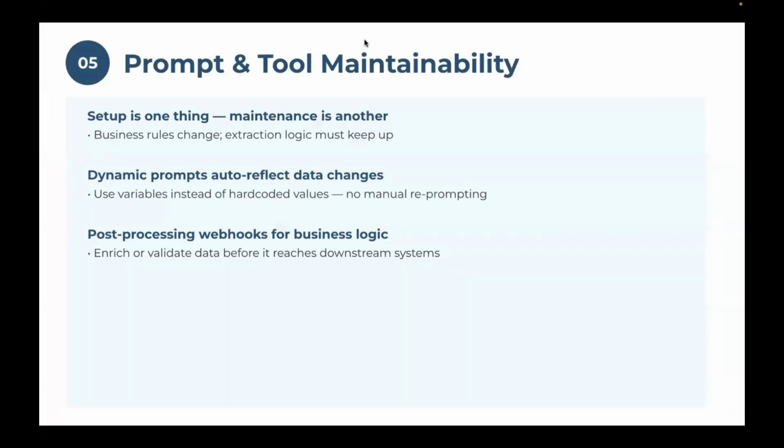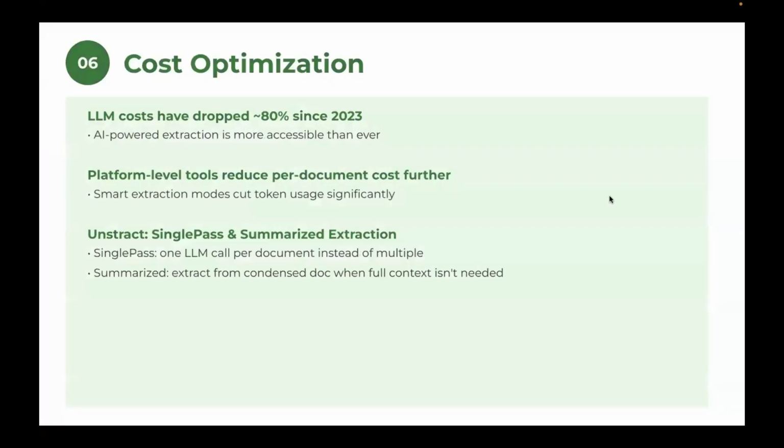And we've covered point number 5. Moving on, we have cost optimization. Now, the good news on cost is that LLM pricing has been falling fast. So from early 2023 to 2026, costs for comparable LLMs have dropped over 80%, and the trend is continuing.